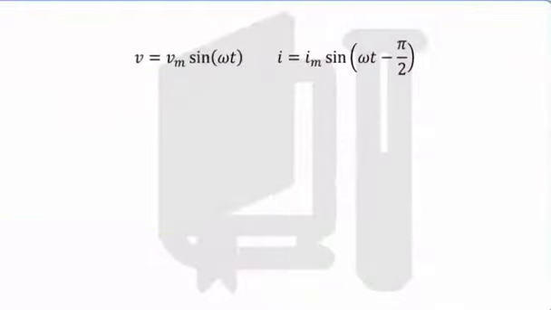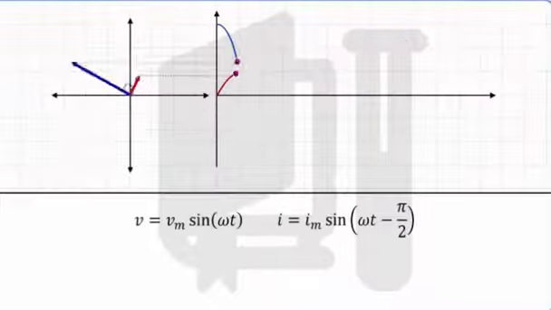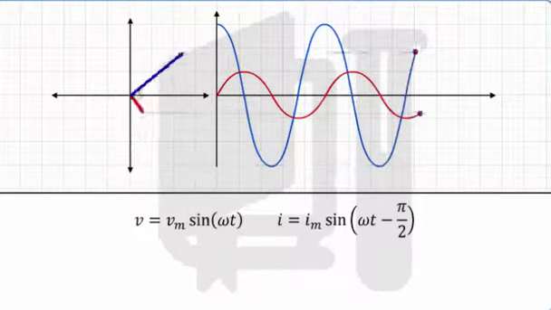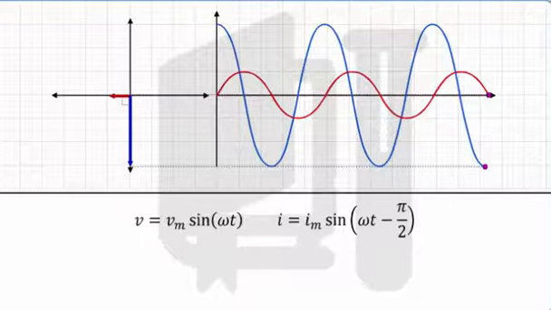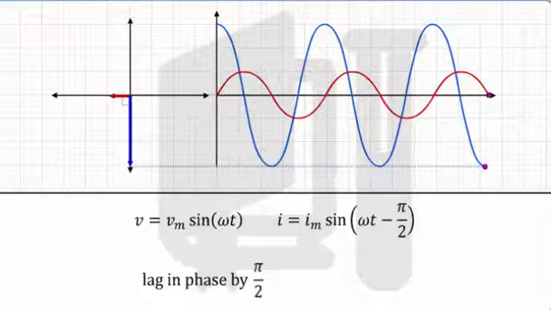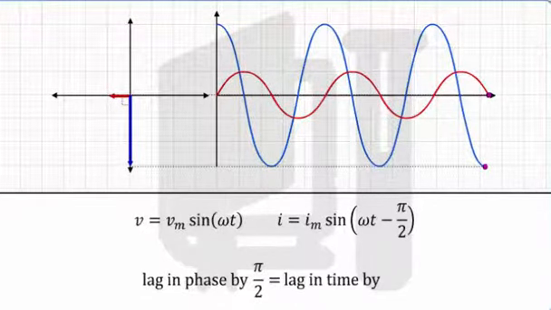On close inspection of the expression derived for the value of current in the circuit, we can see that the current lags voltage by pi by 2 in phase. The phasor diagrams to analyze the relationship of lead or lag between the current and voltage are shown. The current lags behind the voltage in phase by pi by 2 or in time by 1/4 of the time period T.